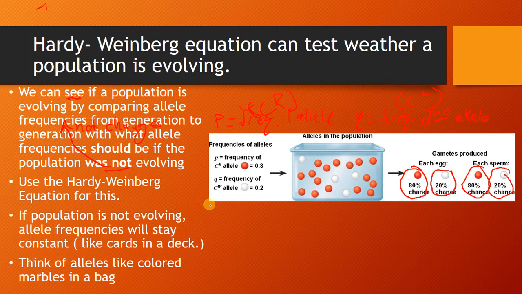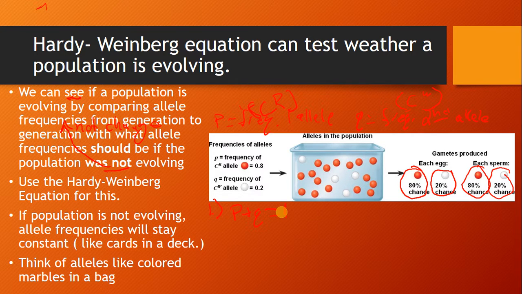Alright? So, the first part of our Hardy-Weinberg equation is that P plus Q is always going to be equal to 1. What does that mean? The frequency of the red allele plus the frequency of the white allele is always going to be 1, or 100%. That makes sense, right? The frequency of our first allele plus the frequency of our second allele is always going to be 1. So 0.8 or 80% plus 0.2 or 20% is always going to be equal to 1.